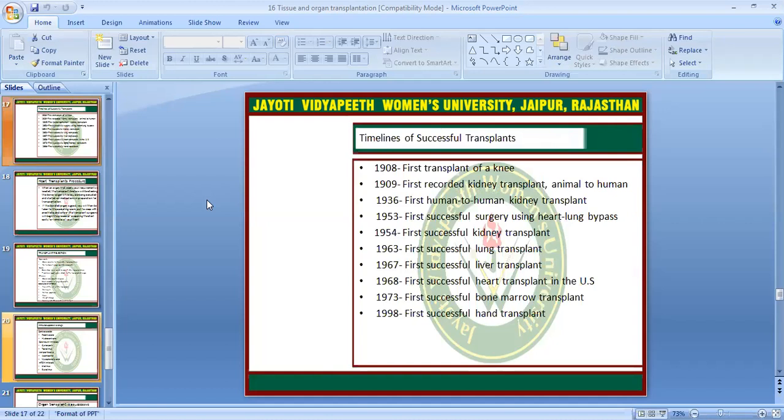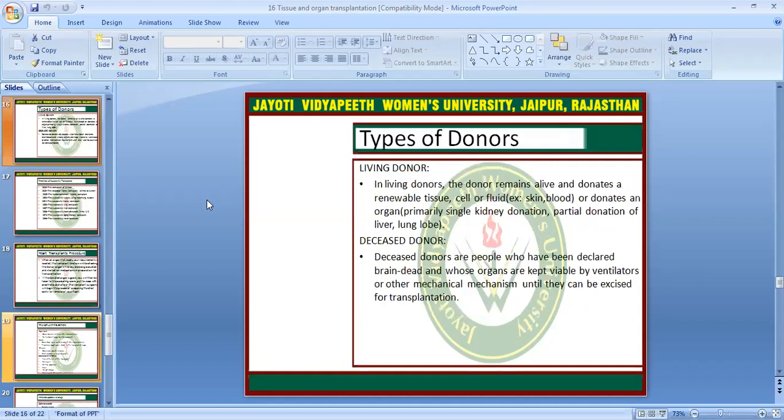Timeline of successful transplants. These are some successful transplants: 1936, first human kidney transplant; 1953, first successful surgery using heart-lung bypass; 1954, first successful kidney transplant; 1963, first successful human lung transplant; 1967, first successful liver transplant; 1968, first successful heart transplant in the US; 1973, first successful bone marrow transplant; 1998, first successful hand transplant.